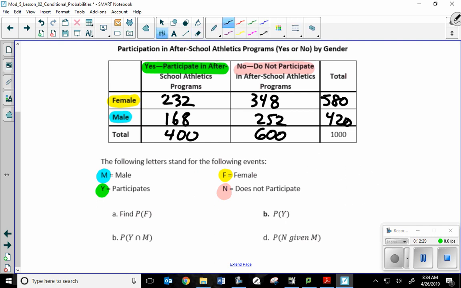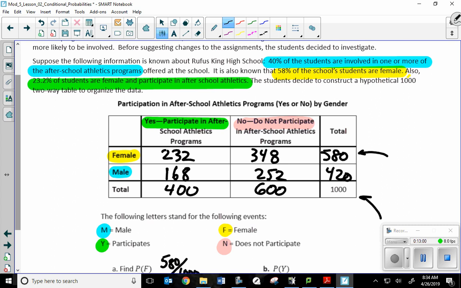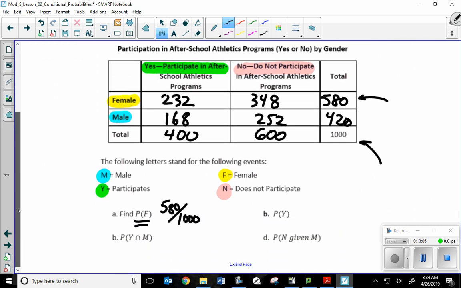Now, find the probability that we have chosen one student at random and that they are F, which is a female. So how many females do I have out of my student pool? Well, I have a total of 1,000 students, and 580 are females. So that's 580 out of 1,000. And that's it, I'm done. If I were to make a decimal out of that, I believe it would be 0.58, which would make sense because look up here, 58% of the school students are female. All right? That works.